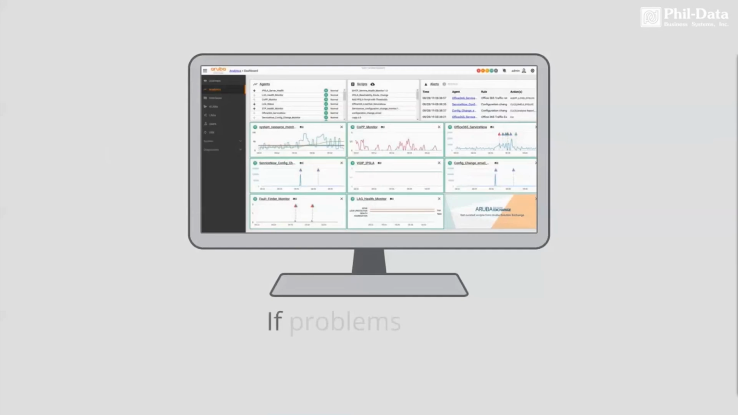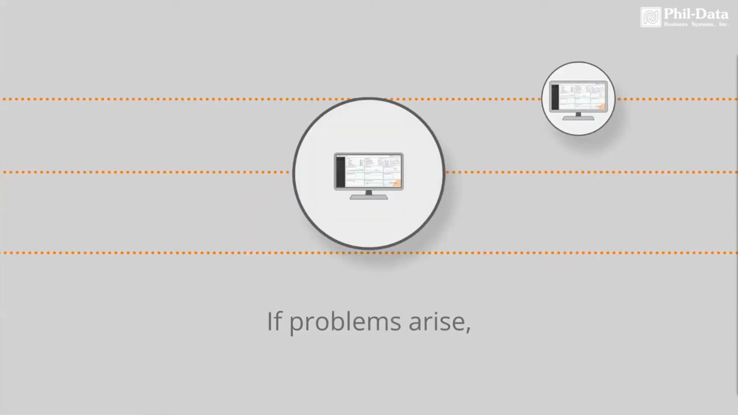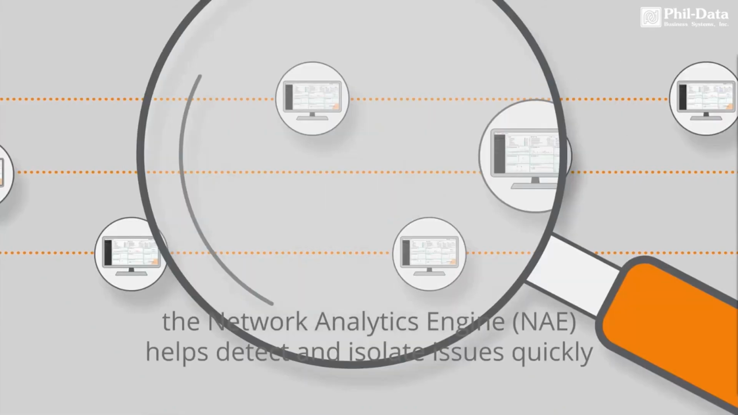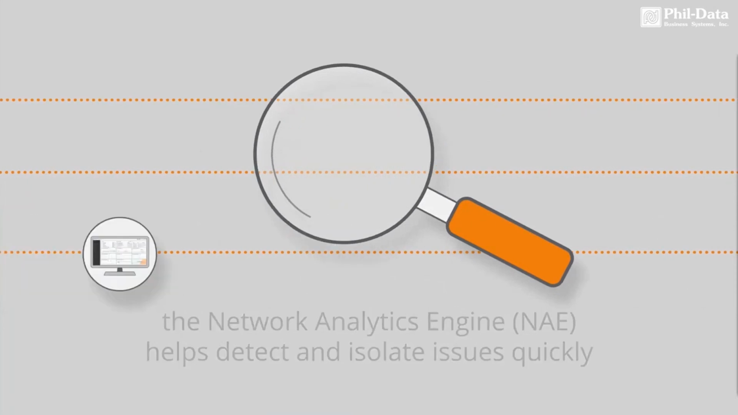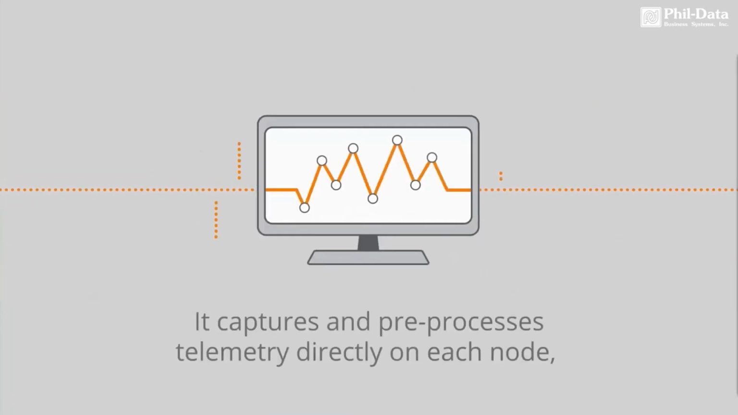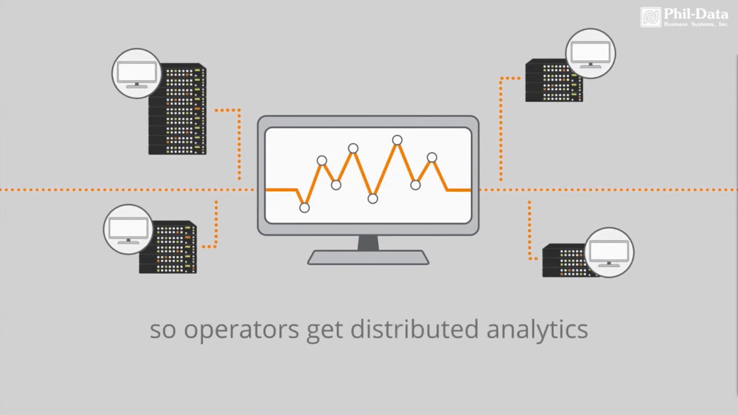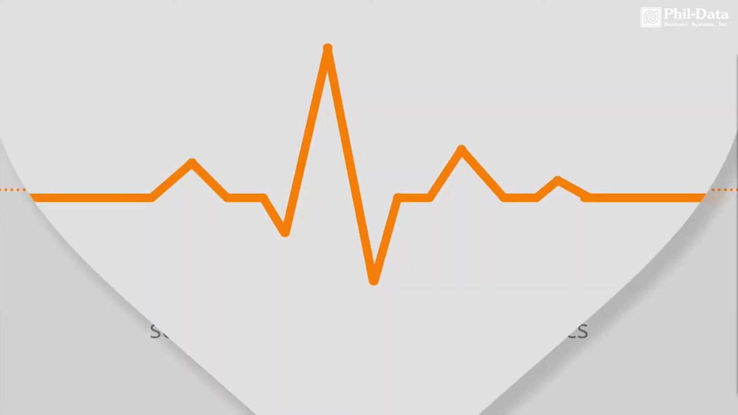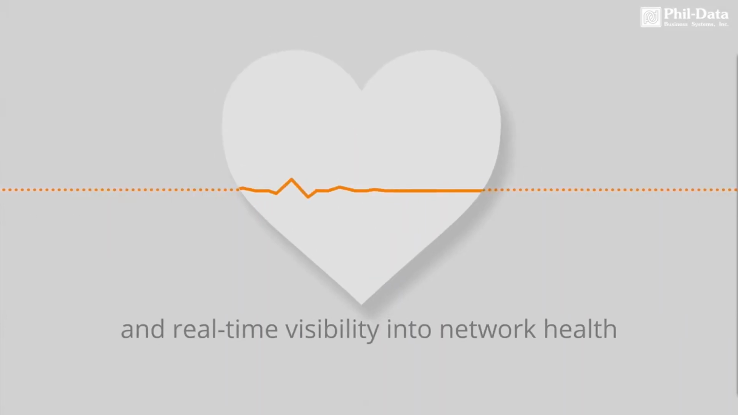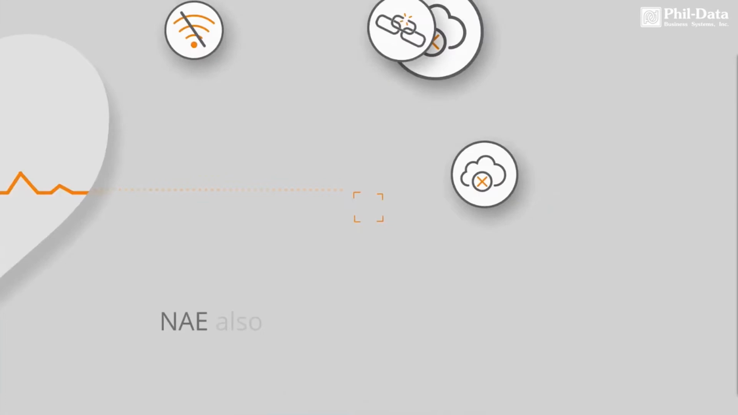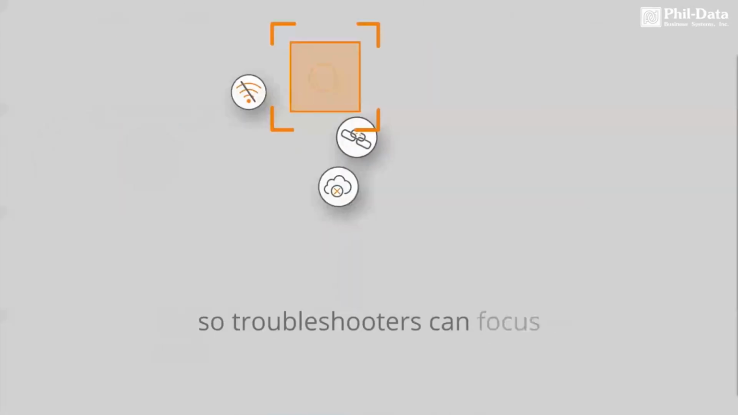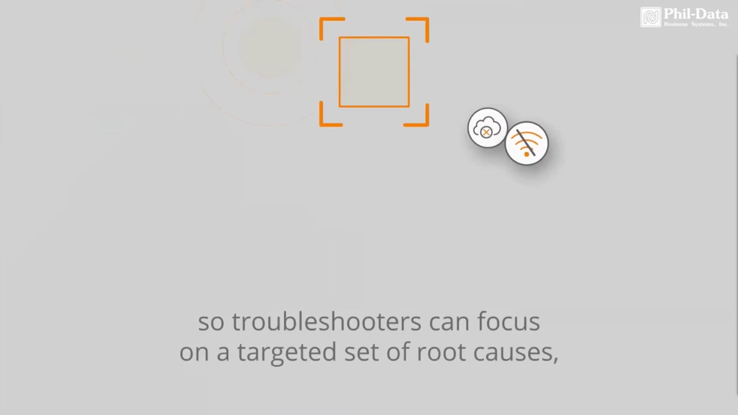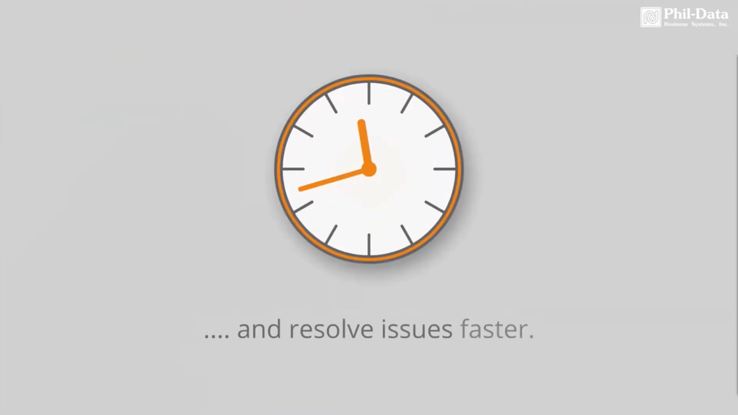If problems arise, the Aruba Network Analytics Engine helps detect and isolate issues quickly. It captures and pre-processes telemetry directly on each node, so operators get distributed analytics and real-time visibility into network health. NAE also predetermines many first and second order diagnostic actions, so troubleshooters can focus on a targeted set of root causes and resolve issues faster.